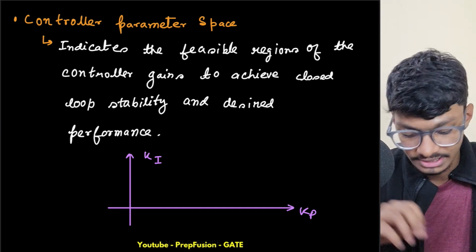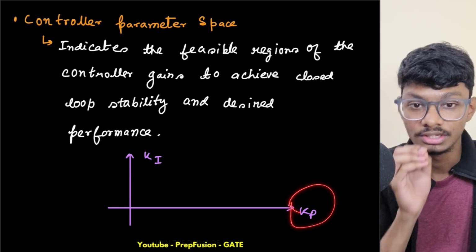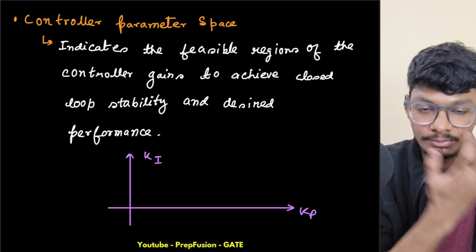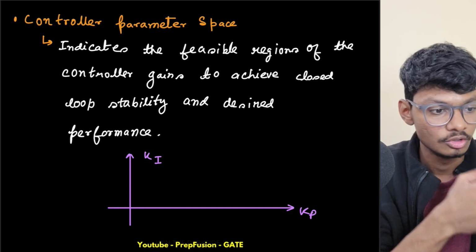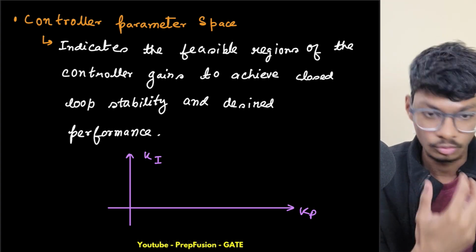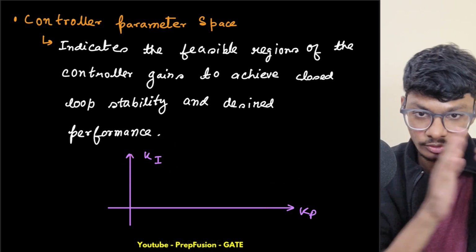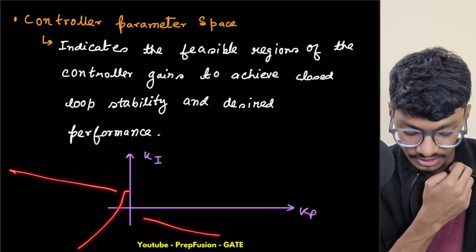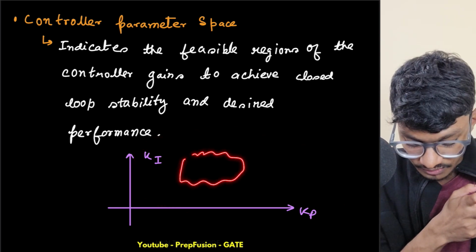So it says in which region I can tune my Ki and Kp so that my system remains stable and I also get my desired performance. Let's say you want your settling time to be 4 seconds and your maximum peak overshoot to be 4% or whatever. Okay, so these two conditions you need to have. Now for these two conditions, what are the values of Kp and Ki? Will they be negative? Will one be positive, one negative? Obviously we have to check in whichever region they are lying.